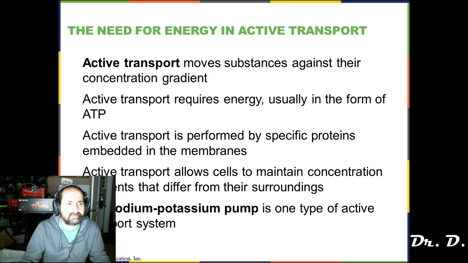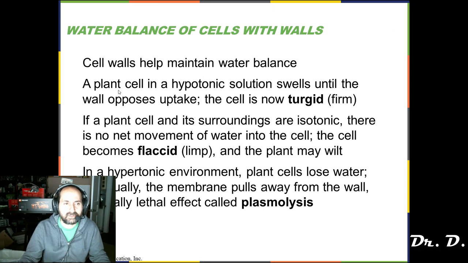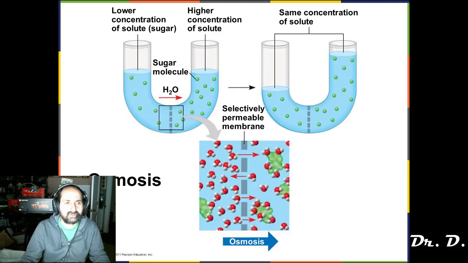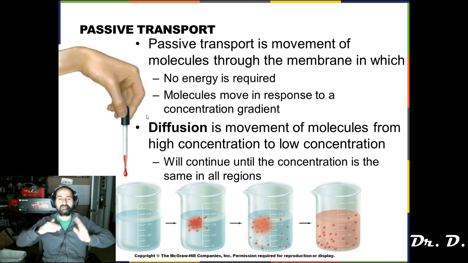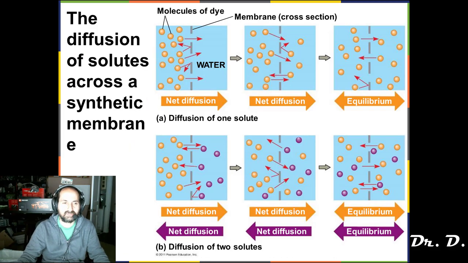Anyway, now everything we've talked about so far has been an example of, let me show you the slide here, passive transport. And do you remember what passive transport is? The definition's right here. Passive transport is movement of molecules through the membrane, in which no energy is required and molecules move in response to a concentration gradient. So basically, molecules are just obeying diffusion. They're following diffusion. Molecules are moving from high concentration on one side of a membrane toward low concentration on the other side of the membrane, just like this, right?